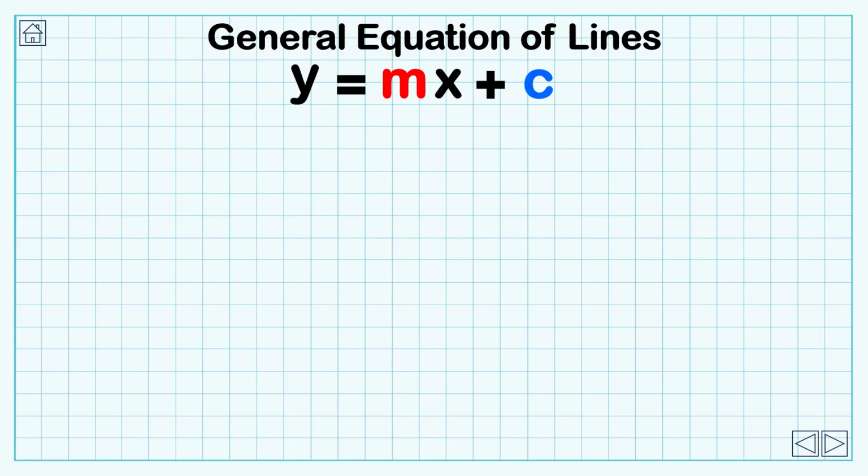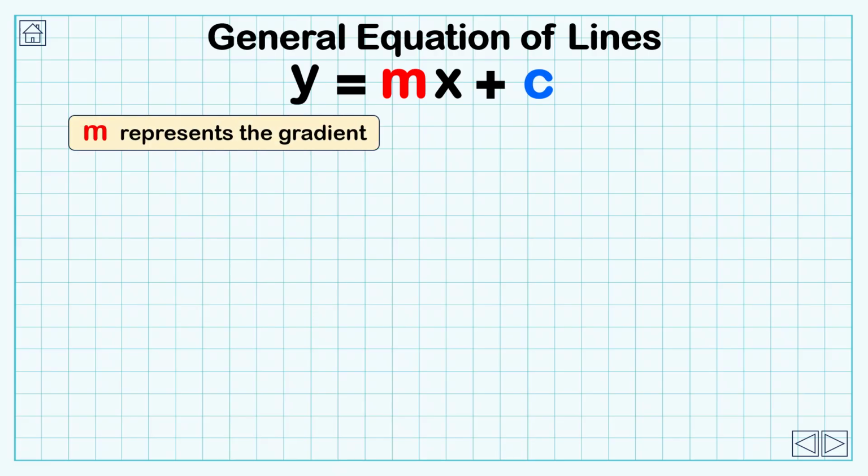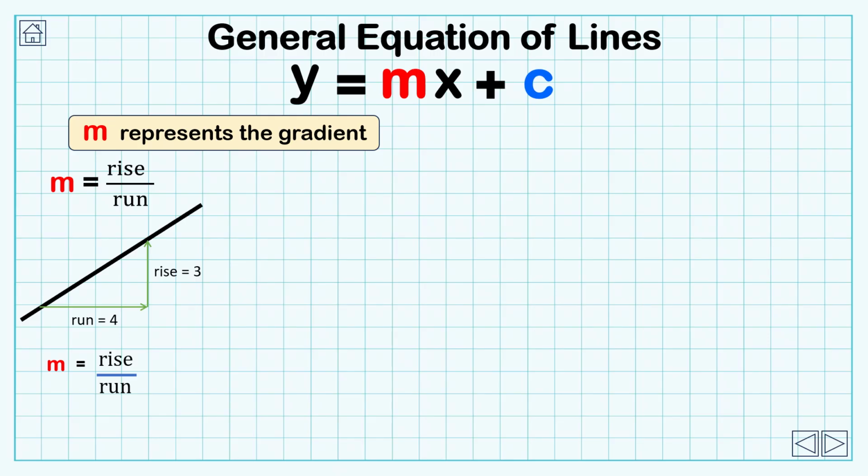As you remember, the equation of a line is y = mx + c, and m is the gradient. So let's look at an example. In this case, the rise is equal to 3, and the run is equal to 4. So by definition, rise over run gives you the gradient. So the gradient m is equal to 3 over 4.